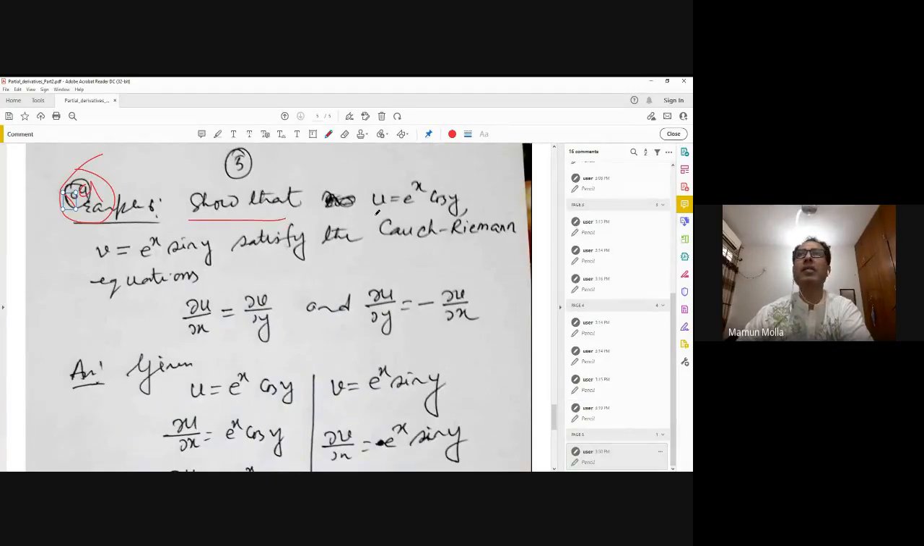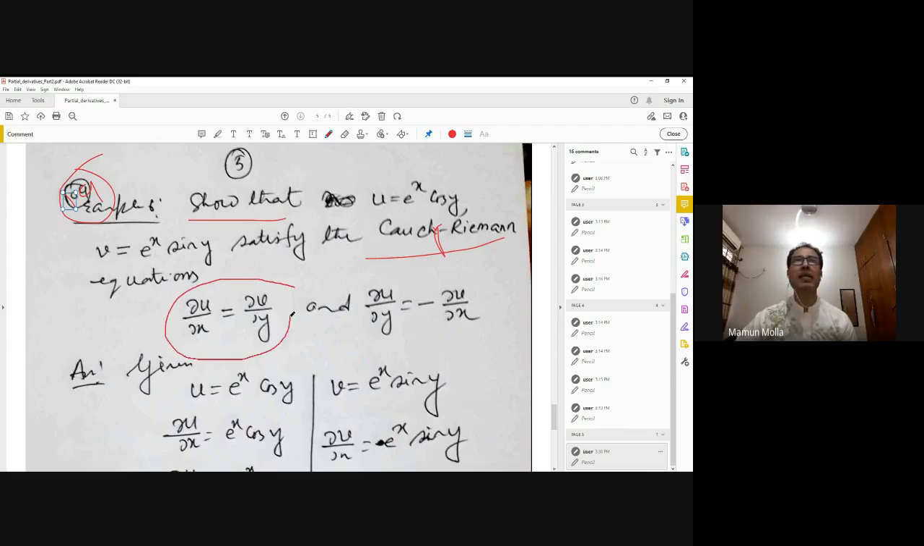Now is number 109. Show that this equation u equals e to the power x cos y, and v equals e to the power x sin y, satisfies the Cauchy-Riemann equation. Cauchy, C-A-U-C-H-Y. Cauchy-Riemann equations.